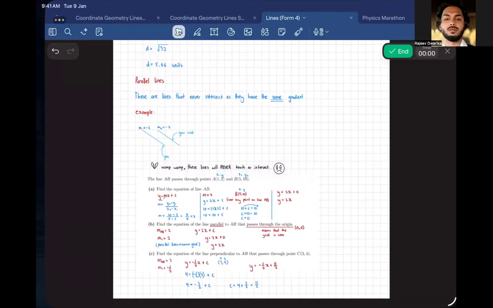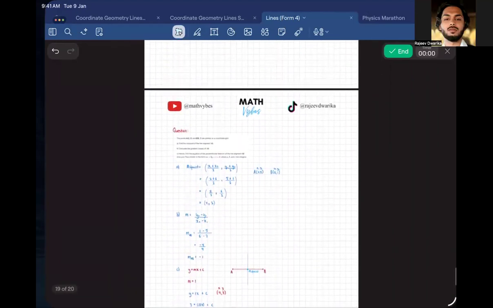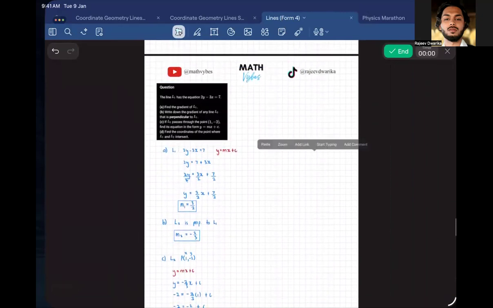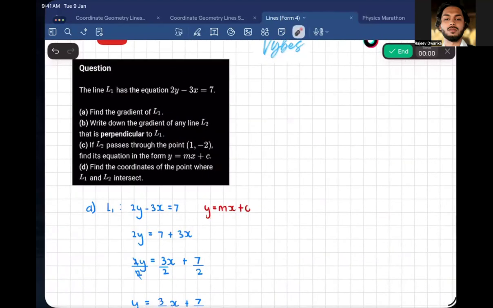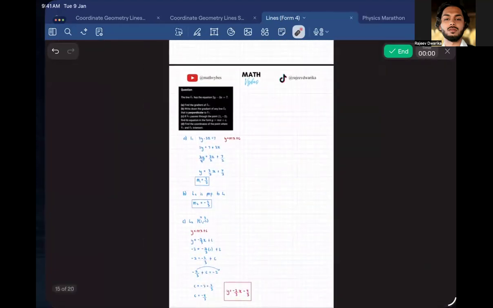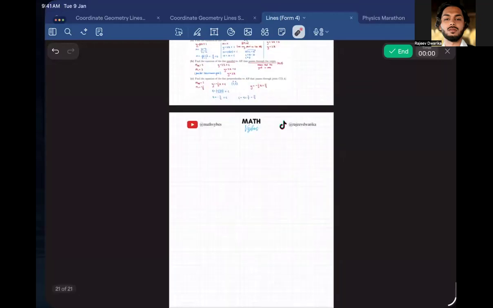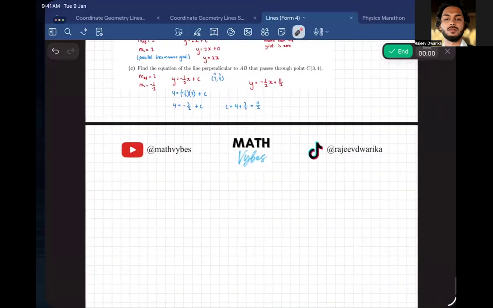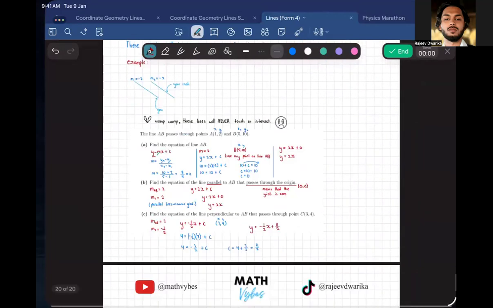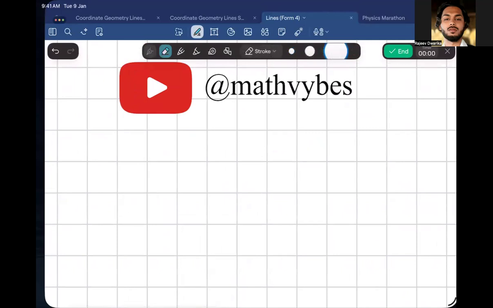All right, so that's essentially it for lines. There's one more thing I need to go over in detail, but we technically did do it: how to find the point where lines intersect. That's where we had to do simultaneous equations. I'm going to do one example really, really fast. But next class, we're just going to be doing questions.